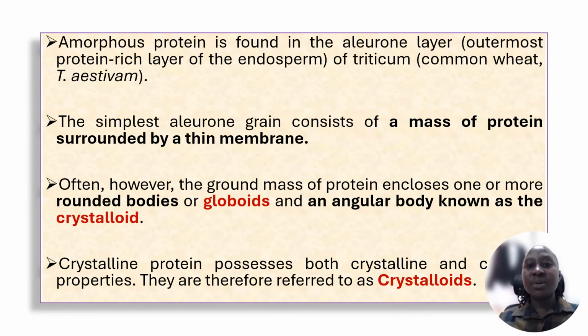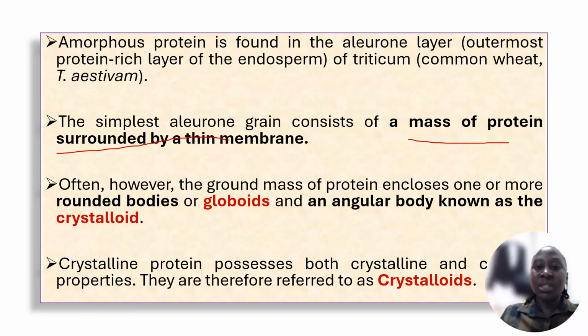Amorphous protein is found in the aleurone layer, that is the outermost protein layer of the endosperm. And the simplest aleurone grain consists of a mass of proteins surrounded by a thin membrane. This is the simplest grain, which means it is just a mass of protein within the aleurone grain. It does not have crystalloids. It does not have globoids. We are going to see what globoids and crystalloids mean in the aleurone grain. It's just a mass of protein, a protein matrix, also known as the ground mass.